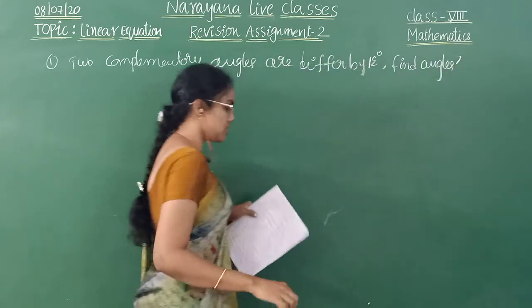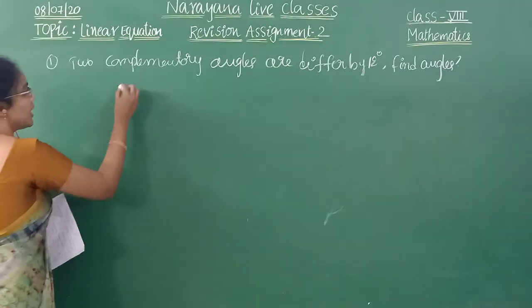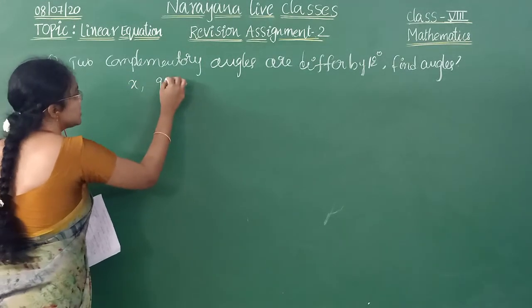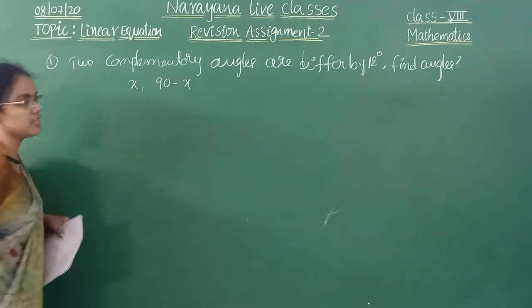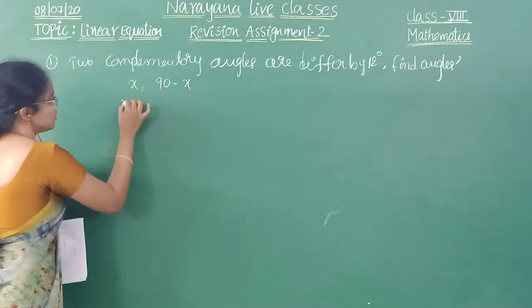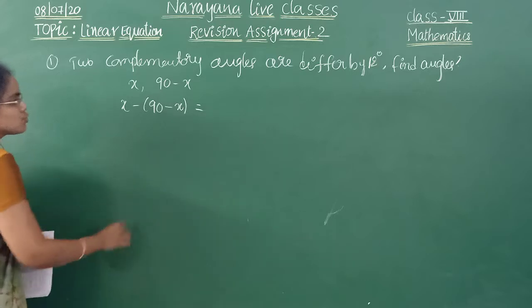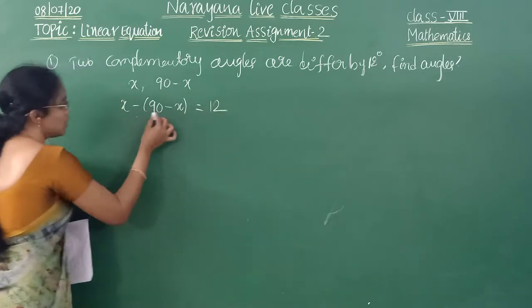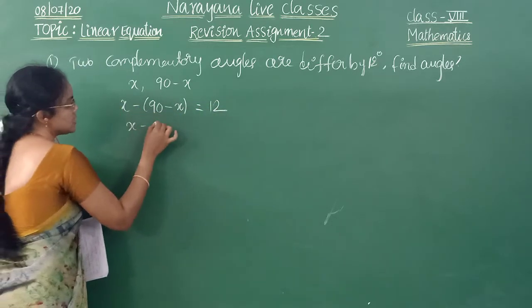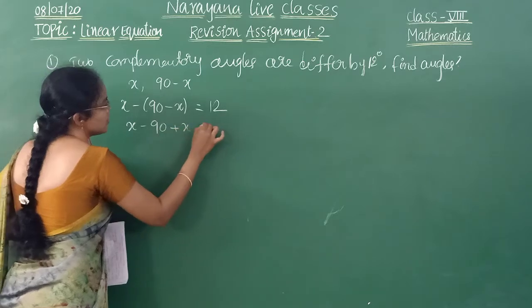So what are the two angles we have to find? What are the complementary angles? x, 90 minus x. These two are the complementary angles. The difference is 12. So x minus (90 minus x). The difference of these two angles is 12. So apply the negative sign to this: minus 90 plus x is equal to 12.